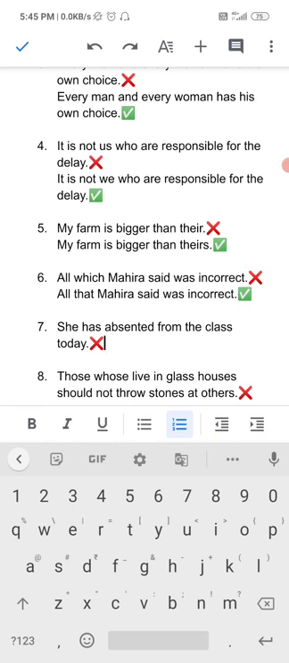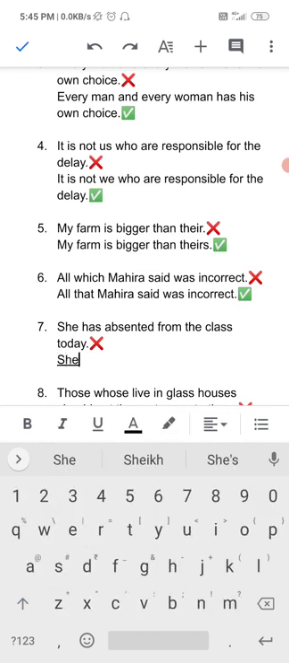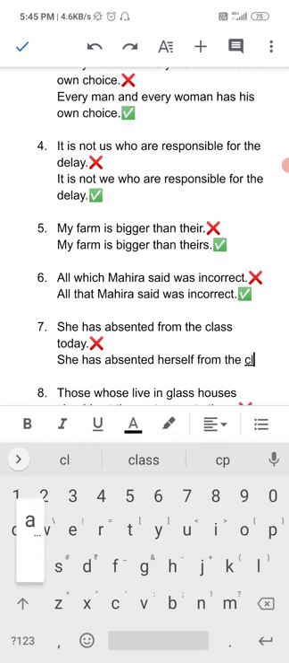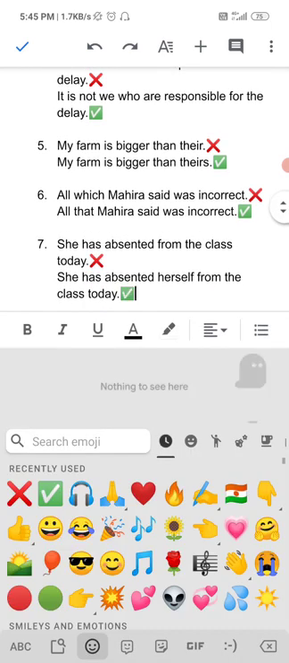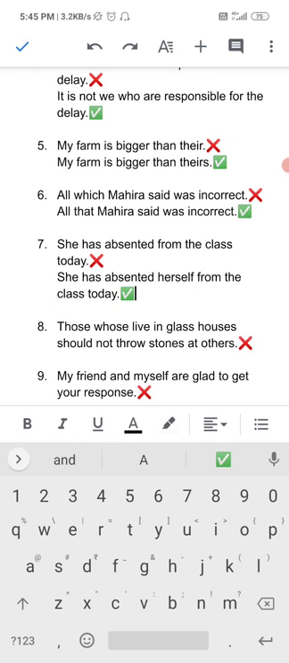Because there are some verbs after which we should use pronouns in their reflexive form. So here we have to use the reflexive pronoun herself, because absent is such a kind of verb which takes a reflexive pronoun after it in connection with the subject. So our subject is here she. So we have to use here, she has absented herself from the class today. This is right. Now let's move to the next question.